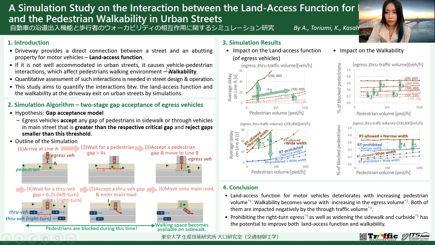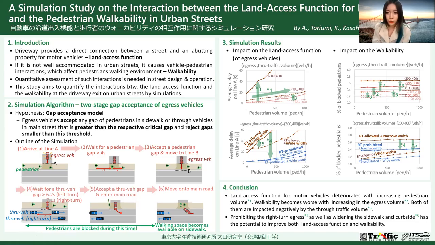This is the second function, the walkability of the driveway. And the quantitative assessment of each interaction is needed in street design and operation. This study aims to quantify the interaction between the line of sight function and the walkability at the driveway on urban streets by simulations. And then the second part, the simulation algorithm.